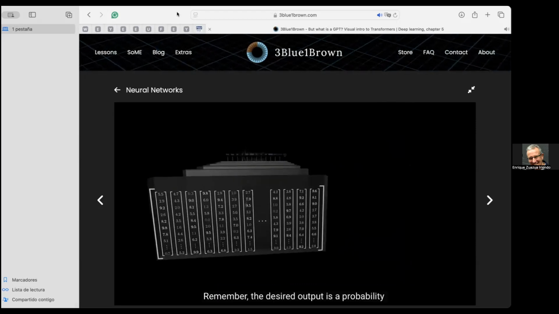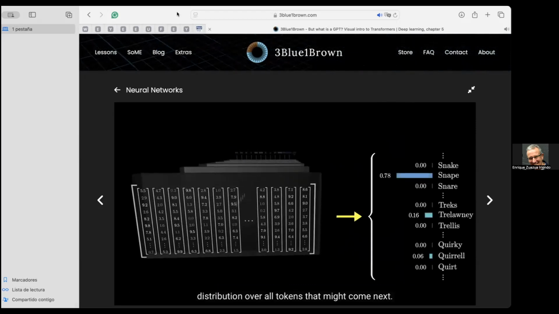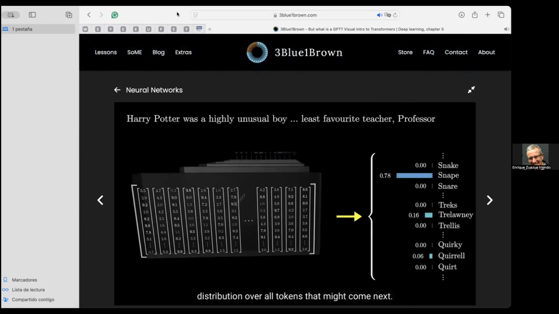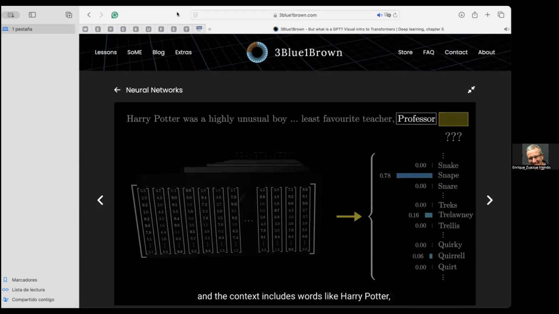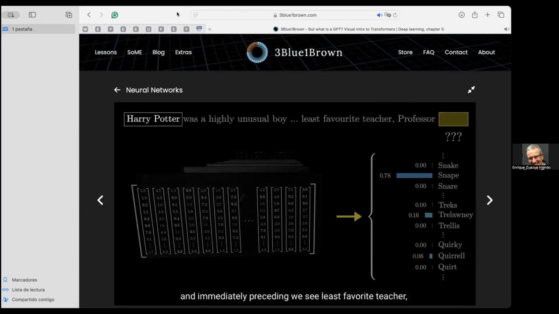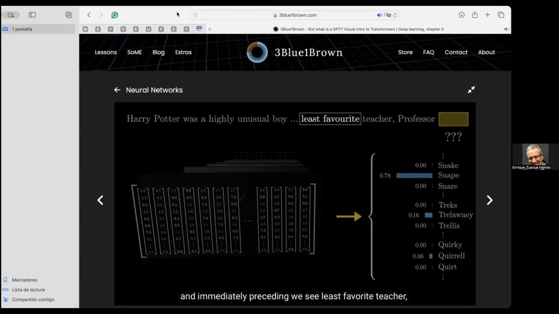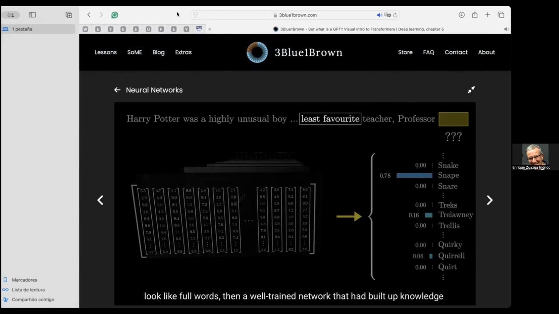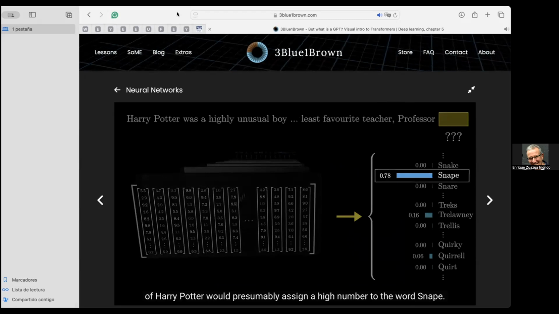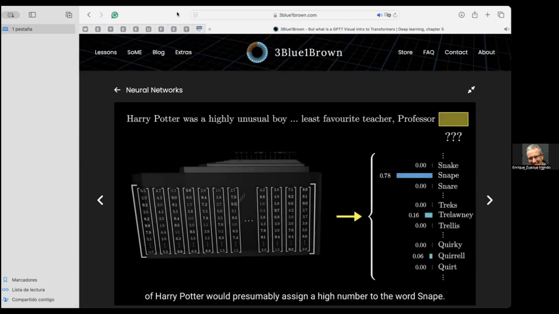Remember, the desired output is a probability distribution over all tokens that might come next. For example, if the very last word is professor, and the context includes words like Harry Potter, and immediately preceding, we see least favorite teacher, and also if you give me some leeway by letting me pretend the tokens simply look like full words, then a well-trained network that had built up knowledge of Harry Potter would presumably assign a high number to the word Snape.